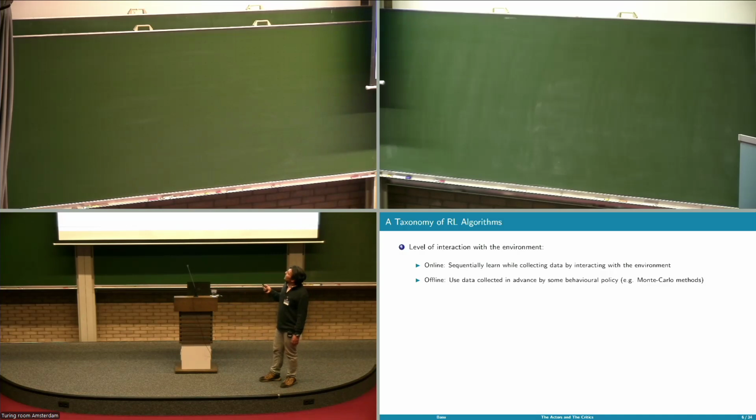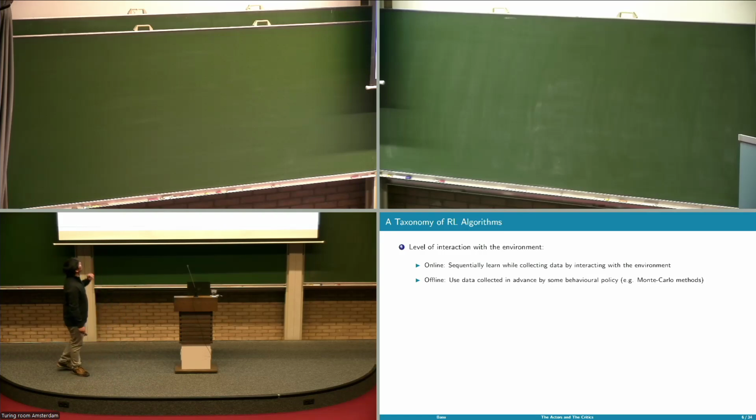Depending on the level of interaction with the environment, right? So how you interact with the environment to collect the data, collect the observation, you can divide it into two parts. One is online, one is offline. When it is online, you sequentially learn while collecting the data by interacting with the environment, the real flavor of RL, right? You take a decision, you interact with the environment, you get some observation back, you update your policy with that, again you take a decision, and then you see some observation and you go on. So you collect data as you are learning also.